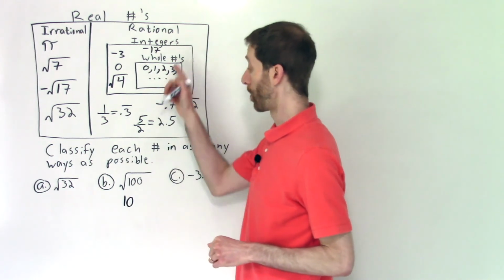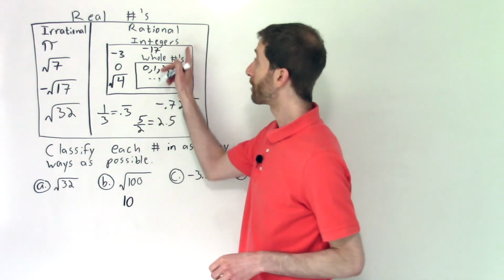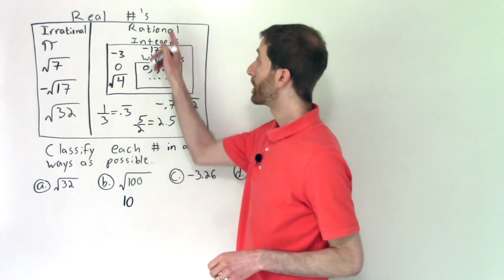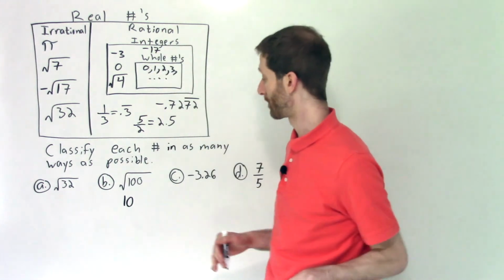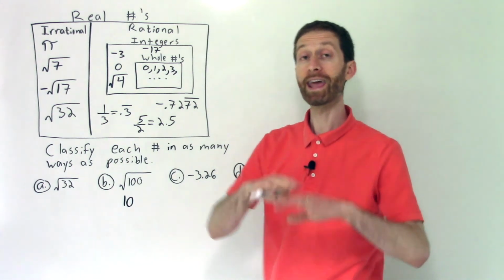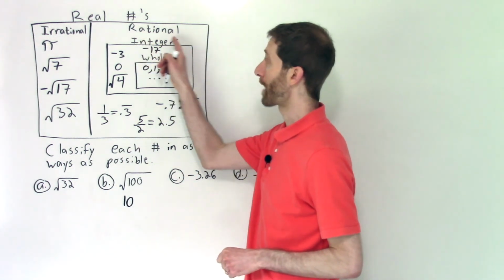So that would be a whole number. 10 is certainly 0, 1, 2, 3, 4, 5. It belongs to that. It therefore belongs to the integers. So this number is an integer. It is also a rational number and a real number. So it's everything. It's all the above. Negative 3.26. That's a decimal that ends. It terminates. And because it terminates, it is considered rational.